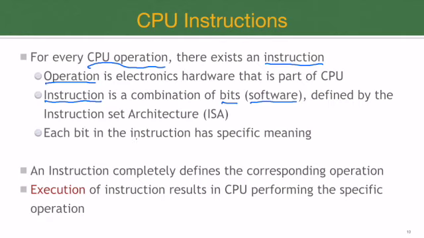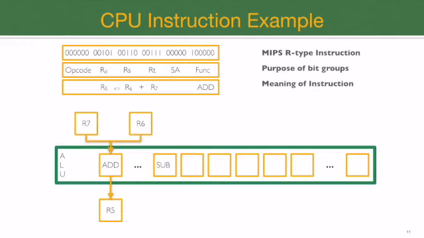Each bit in the instruction has a specific meaning, and that defines what this instruction can do. These instructions are defined in the instruction set architecture. So there is an x86 instruction set architecture, an ARM instruction set architecture, a MIPS instruction set architecture, and so on. An instruction completely defines the corresponding operation. Execution of the instruction results in the CPU performing that specific operation.